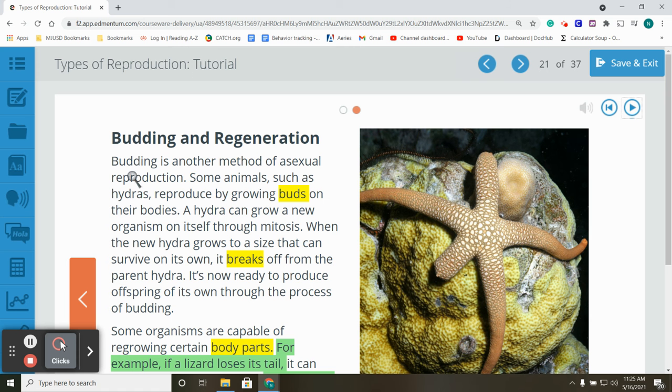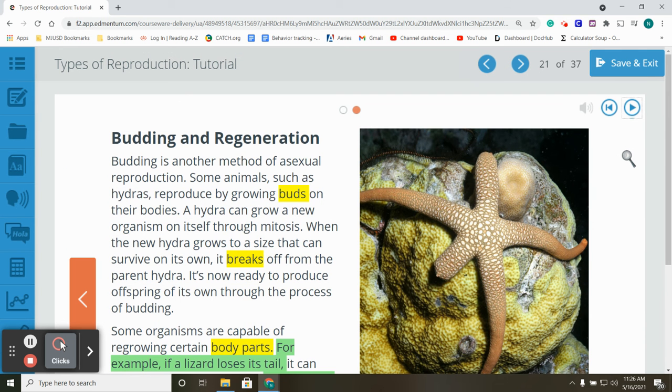Budding and regeneration. Budding is another method of asexual reproduction. Some animals, such as hydras, reproduce by growing buds on their bodies. A hydra can grow a new organism on itself through mitosis. When the new hydra grows to a size that can survive on its own, it breaks off from the parent hydra. It's now ready to produce offspring of its own through the process of budding.